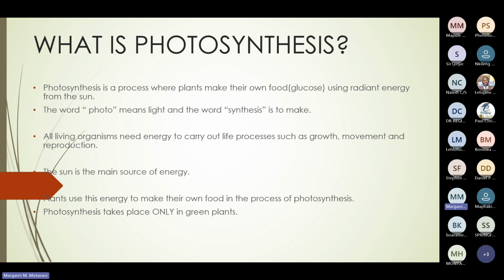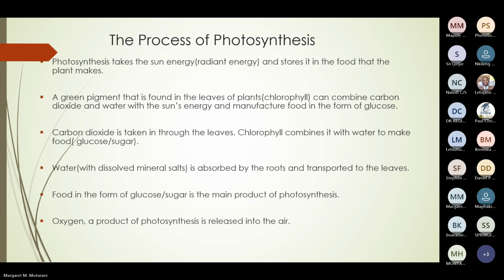The sun is the main source of energy. It means all the energy that plants and animals use comes from the sun. Plants use this energy to make their own food in the process of photosynthesis. Photosynthesis takes place only in green plants. It means animals cannot photosynthesize. Let's look at the process of photosynthesis.